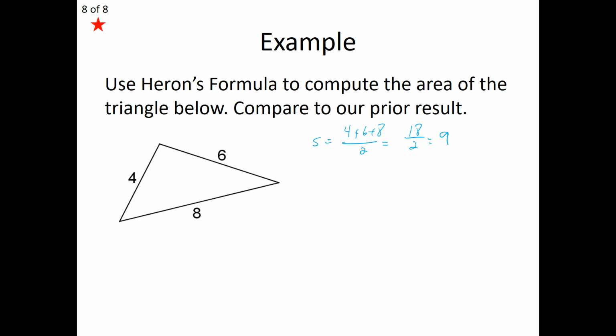Now, here's one quick check for yourself. The semi-perimeter will always be greater than any of the given sides. If it's not, then you've done something wrong with your semi-perimeter. So take a look. 4, 6, 8, are they all less than 9? Yes, so we're good to go.